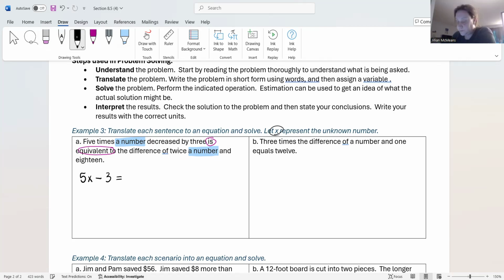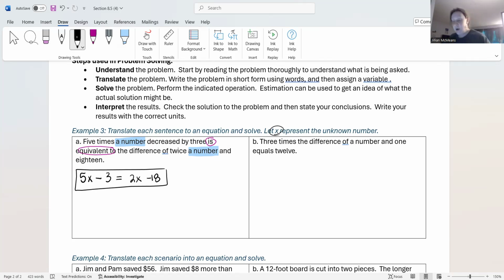And this is all equivalent to the difference of, so that means subtract, the difference of twice a number. So twice a number, we just take 2 times x. And then from that, we have a difference. Remember, difference means subtract. So from twice a number, we want to subtract 18. And this is our equation. So we have 5 times a number decreased by 3 is equivalent to the difference, so subtract, of twice a number and 18. Really take some time to understand how this equation relates back to the sentence and how the sentence relates to the equation.